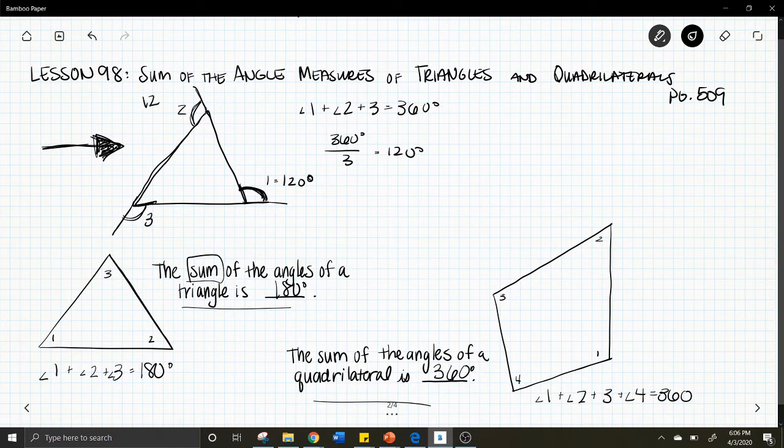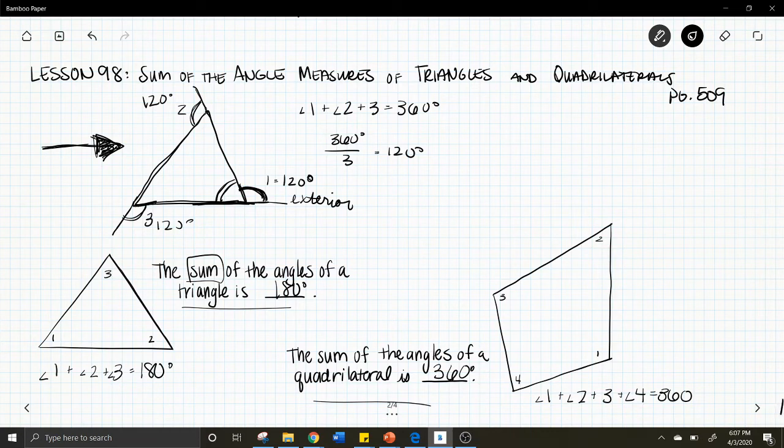Okay, so this first turn was 120 degrees. The second turn was 120 degrees, and the third turn was 120 degrees. But how am I going to figure out what this inside angle is, the actual angle of the triangle we've created? Right now, we're just looking at some exterior angles, but I want to figure out the measure of these interior angles. So look at this relationship here. It sometimes helps to draw the relationship out of the shape.